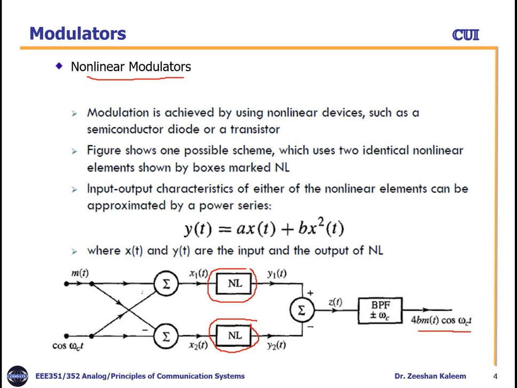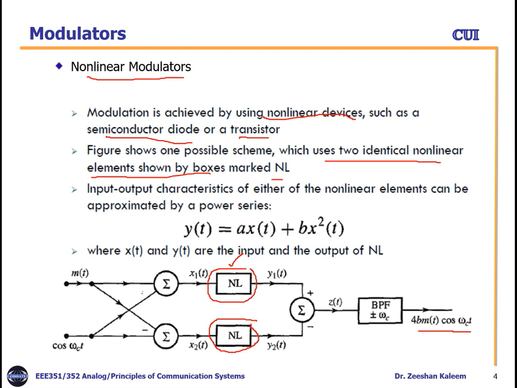Modulation is achieved by using a nonlinear device, such as a semiconductor diode or a transistor. It means that this NL is either a semiconductor diode or a transistor. Inside that block, we would have a semiconductor diode or a transistor installed. The figure shows one possible scheme which uses two identical nonlinear elements shown by boxes marked NL, as I already discussed.